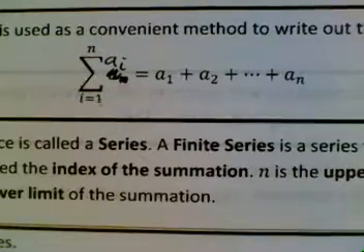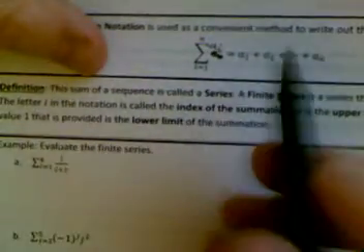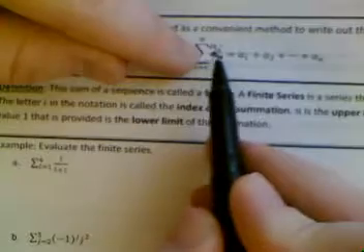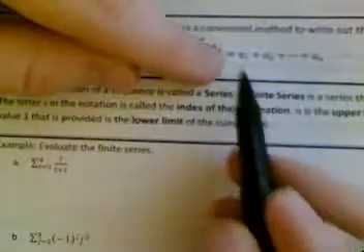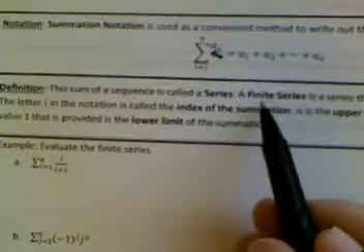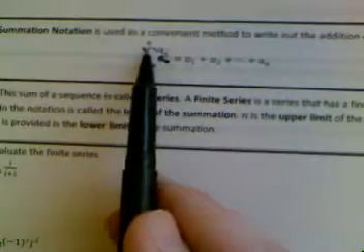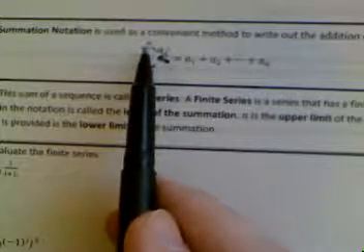Now again, let's look at definition 13 before I move on to the last piece. Again, this is the sum of a sequence. This is the sequence a sub i, and we're adding up all those terms. This is called a series. A finite series is one that has a finite number of terms. It ends at a certain value n.